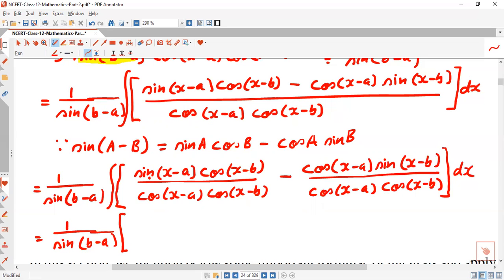Now, see this first term of the integration. Sin(x minus a), this cos(x minus b) and this cos(x minus b) will be cancelled out. And now we have only sin(x minus a) upon cos(x minus a). So this becomes tan(x minus a). In the second term, cos(x minus a) cancels out, and sin(x minus b) divided by cos(x minus b) becomes tan(x minus b), bracket closed, and now we are doing the integration.